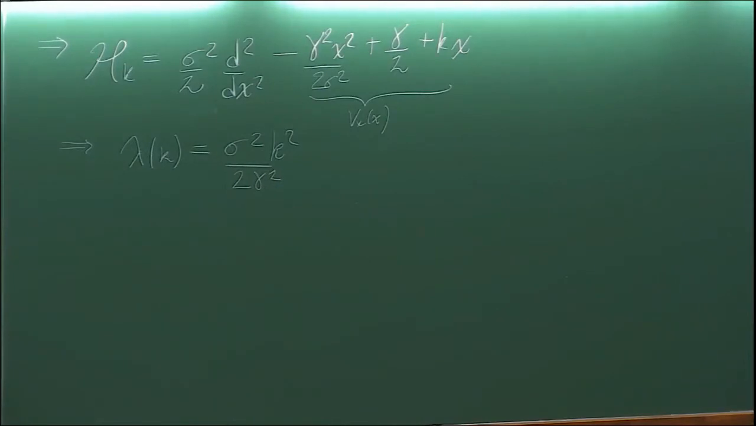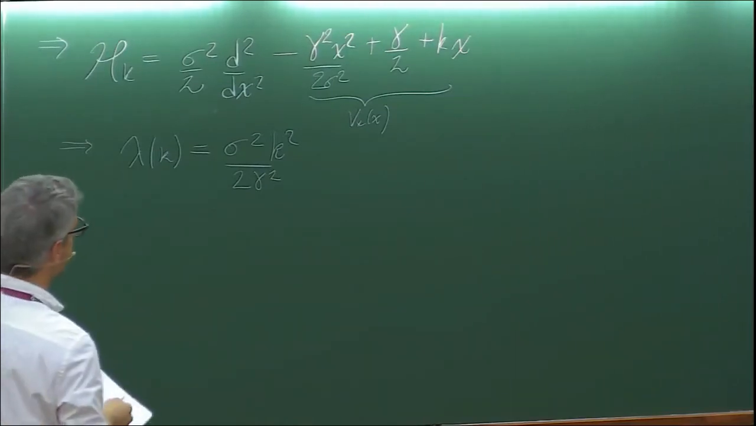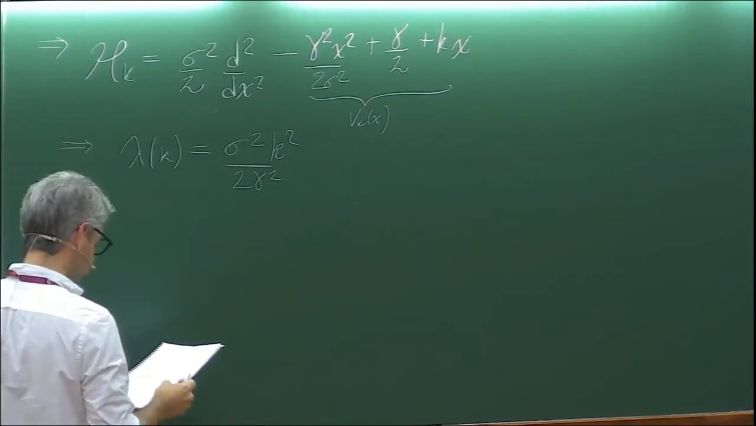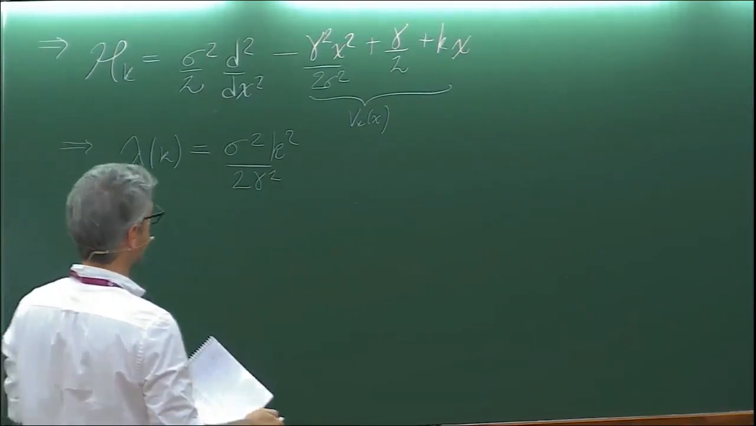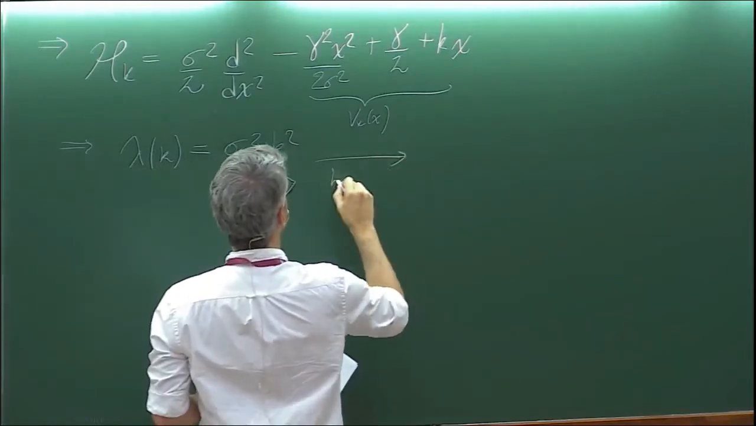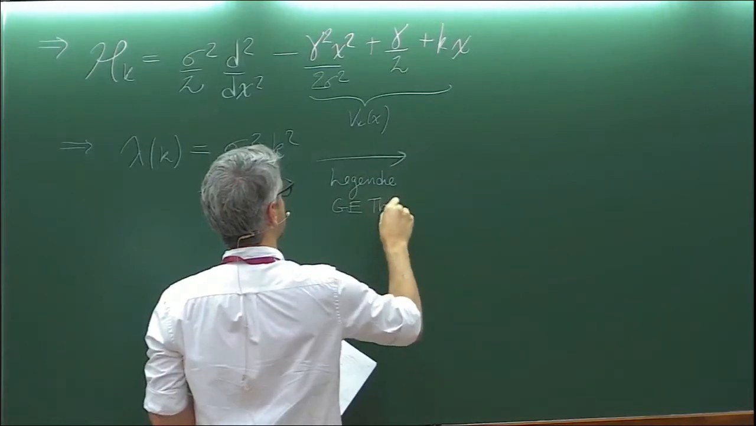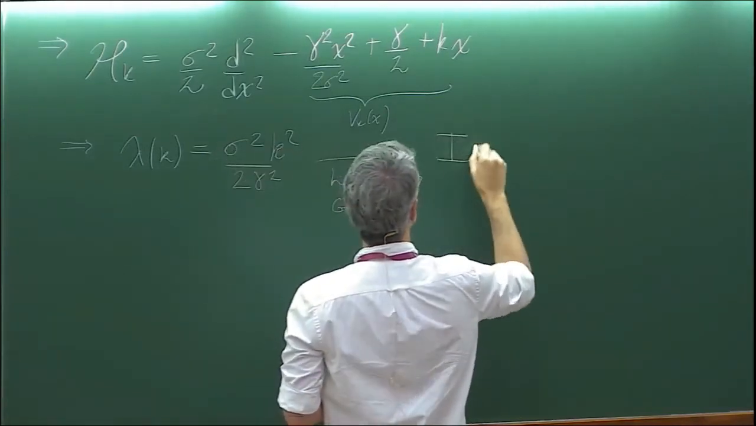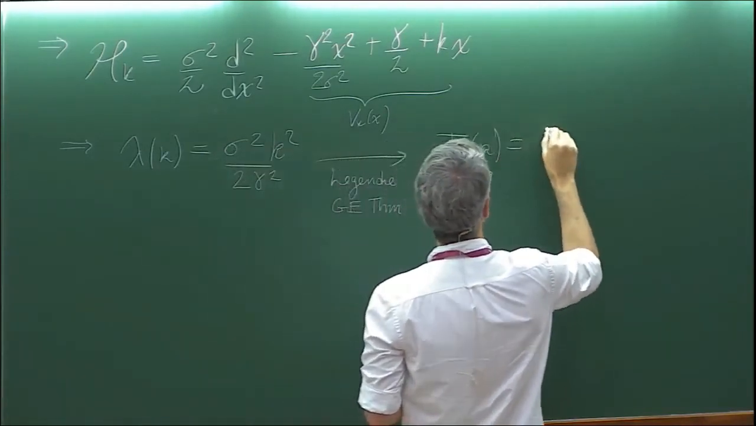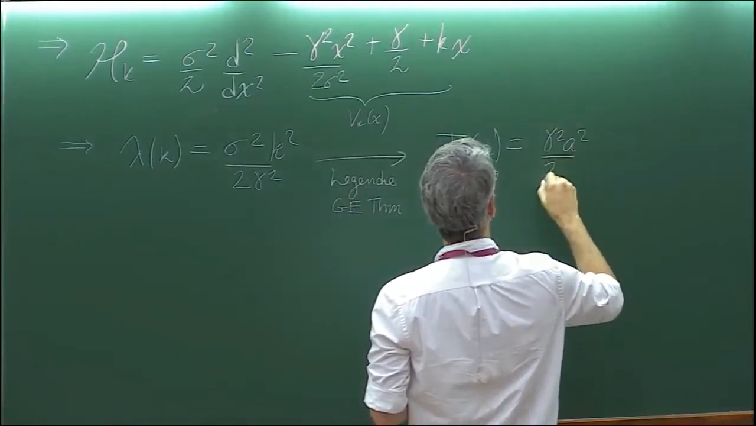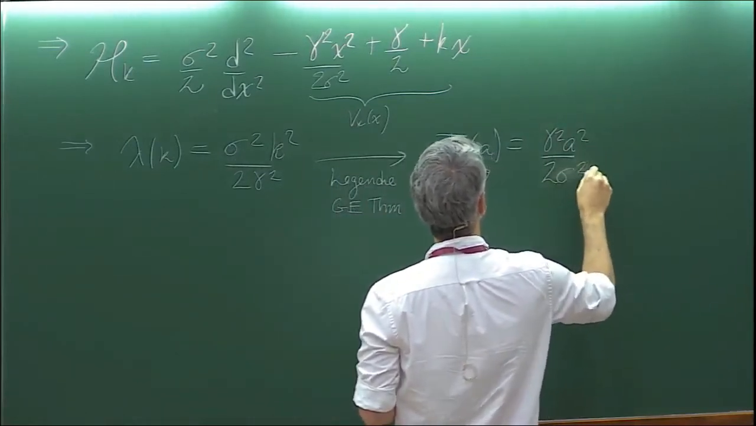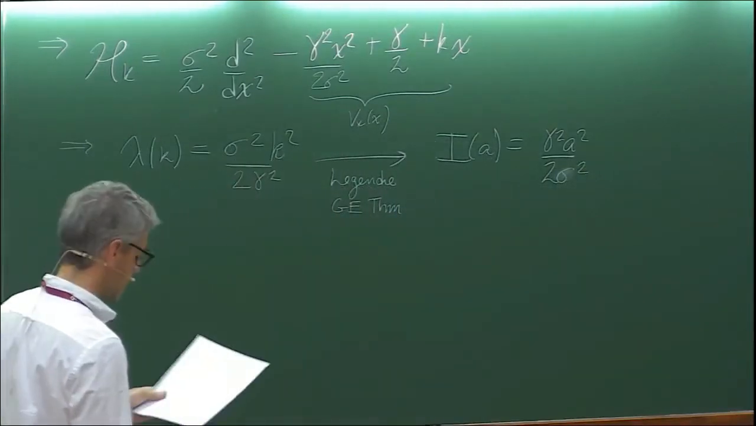Now I need to use the Gärtner-Ellis theorem to get the rate function. This is differentiable in k, so I can take the Legendre transform of this. The Legendre transform of a parabola is a parabola; the parabola is a fixed point of the Legendre transform. So from the Gärtner-Ellis theorem, I get that the rate function is indeed a parabola. It's gamma squared a squared over 2 sigma squared. Okay, so Gaussian fluctuations.